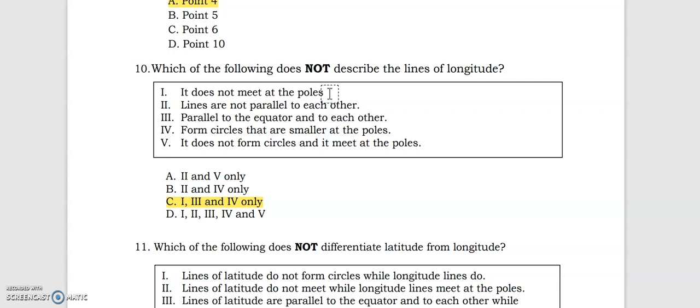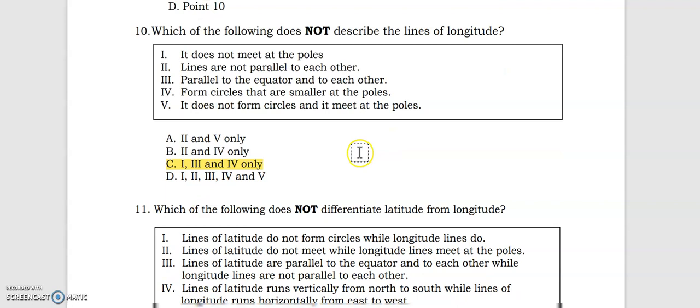Kasi dapat nag-meet sa poles man si longitude. So ito does not describe ito. Does not meet at the poles, parallel to the equator and to each other. Form circles that are smaller at the poles. Actually, itong diniscribe dito is the latitude. Kaya, this one does not describe the longitude.